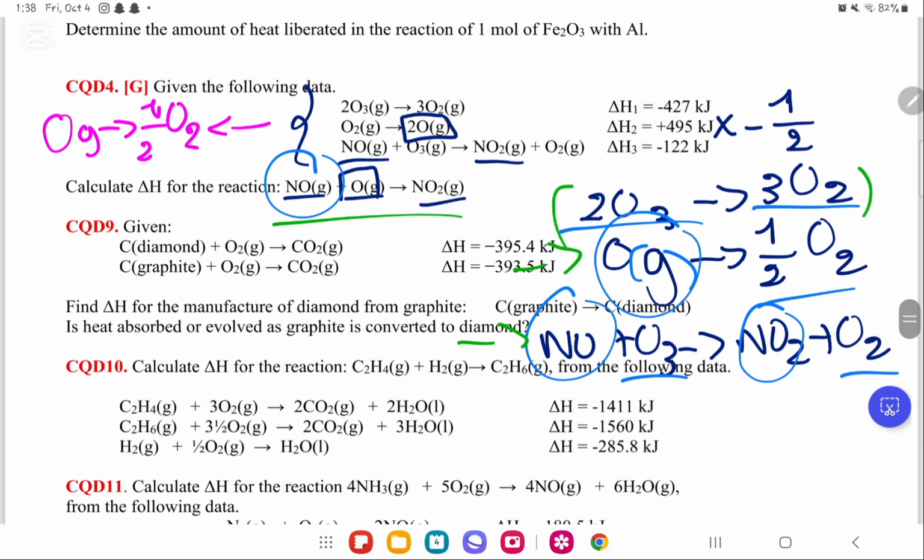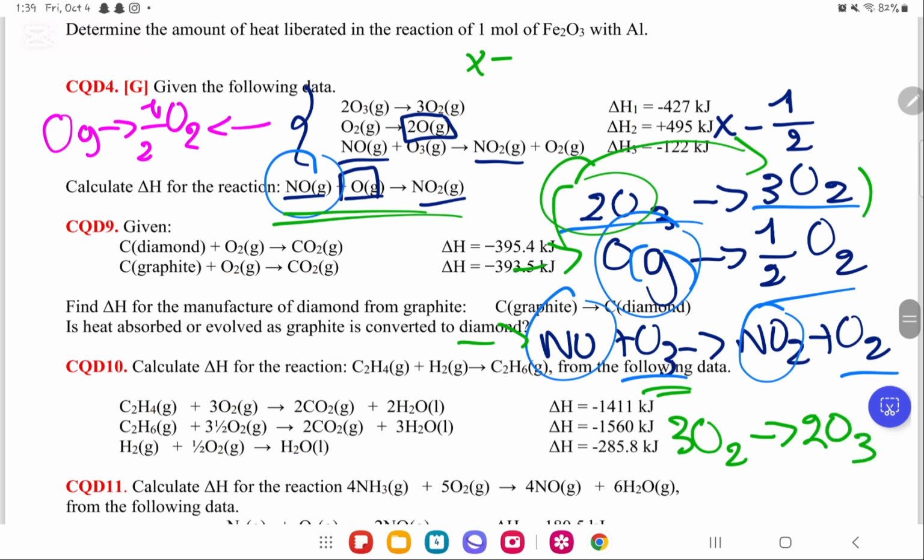So how are we gonna change it so that it will help us achieve what we need over here? First of all, to get rid of the O3, we need to put the 2O3 in the products. So we are gonna multiply it by negative. Okay, now that we multiplied it by negative, we have 3O2 gives us 2O3.